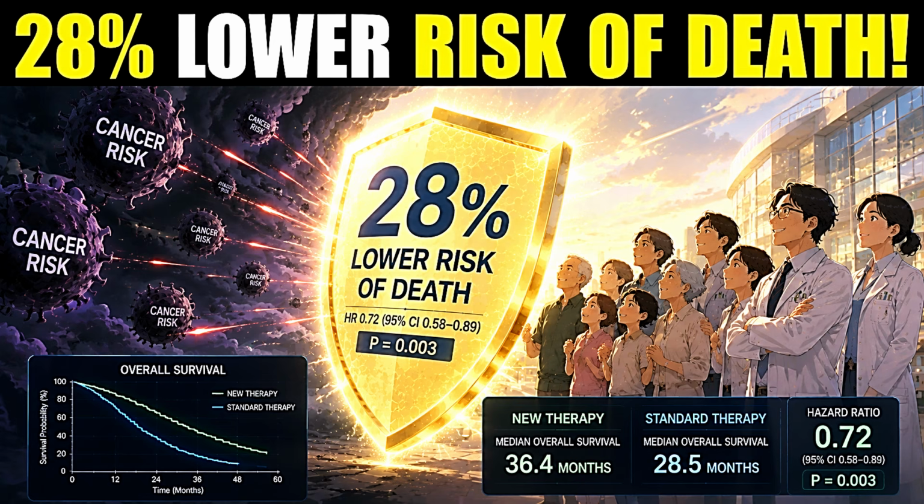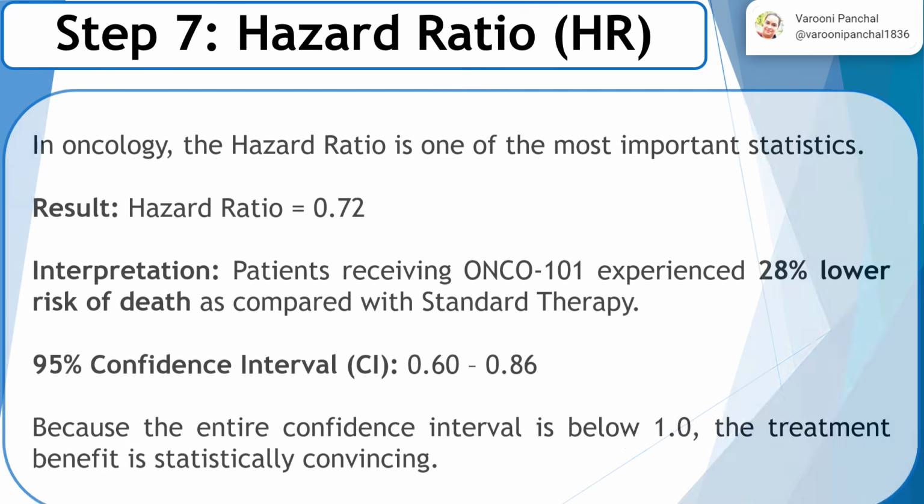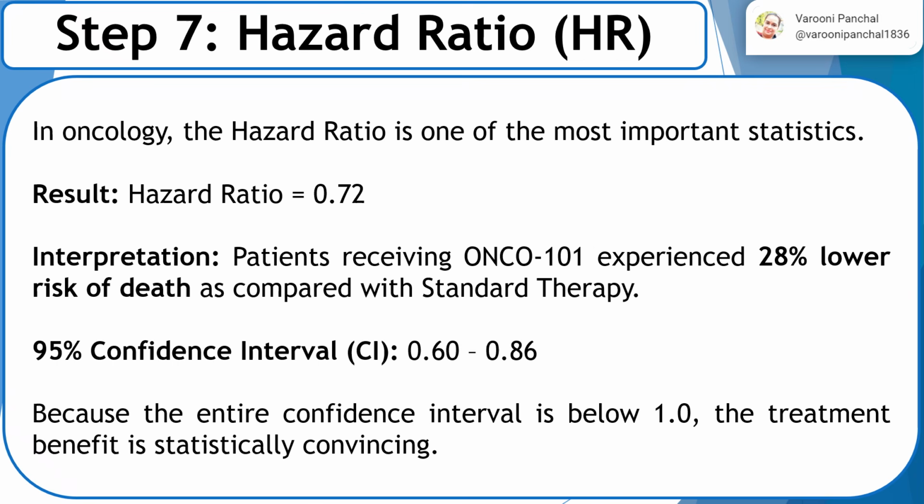28% lower risk of death. Step 7 is the hazard ratio, HR. This is also one of the important tools to be used in oncology clinical trials. Now the result here, for this specific example, is 0.72. The interpretation is patients receiving Onco 101 experience 28% lower risk of death as compared with standard therapy.